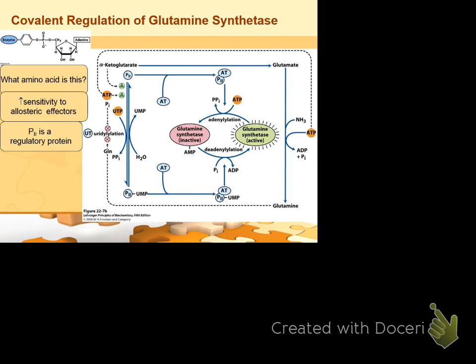First of all, the enzyme itself contains an amino acid that can be phosphorylated. So if you look up there, what amino acid could this be? And technically it's not just phosphorylated, it's AMP-ylated, adenosine monophosphorylated. It's kind of hard for me to say. And AMP gets added to that amino acid. What amino acid is that?